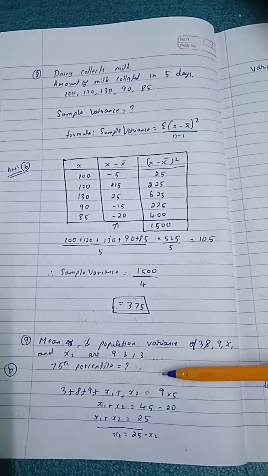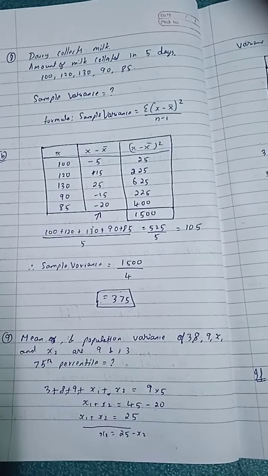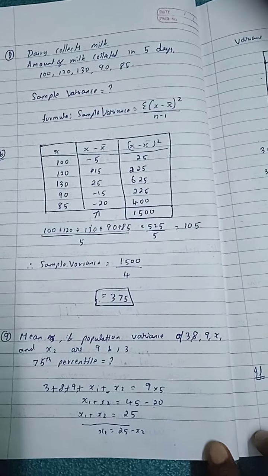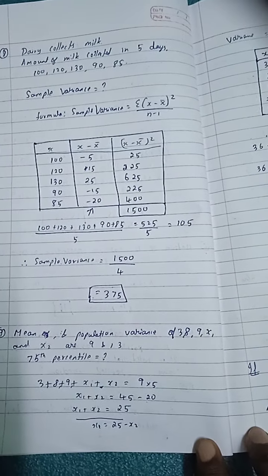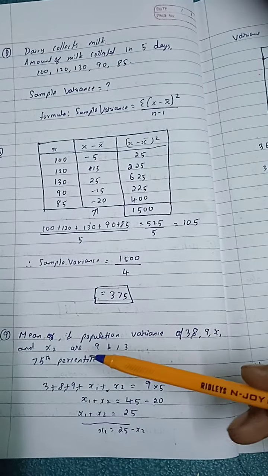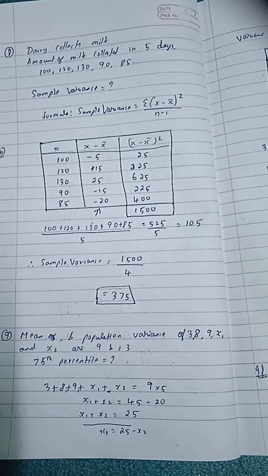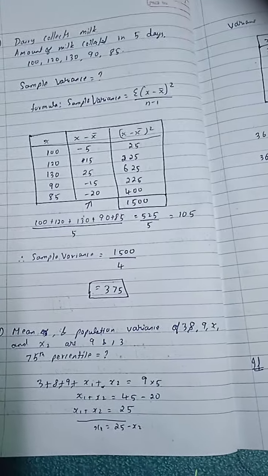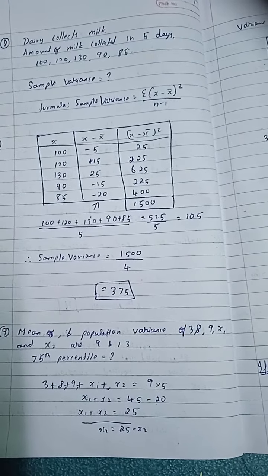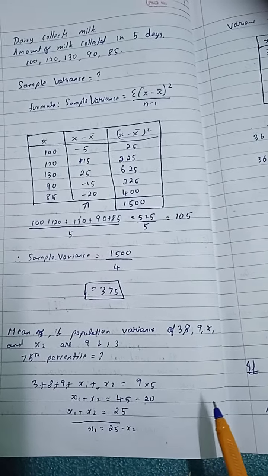Now we are moving to the next question. The mean and population variance of 3, 8, 9, x1 and x2 are 9 and 13.2. So the mean is 9 and the population variance is 13.2. What is the 75th percentile? That is what they have asked us. So 3 plus 8 plus 9 plus x1 plus x2 equals 9 into 5, because we have a total number of 5. We multiply the mean with the total number, so we get the total of the values. 3 plus 8 plus 9 is equal to 20, and taking it to the right hand side, x1 plus x2 becomes 25.